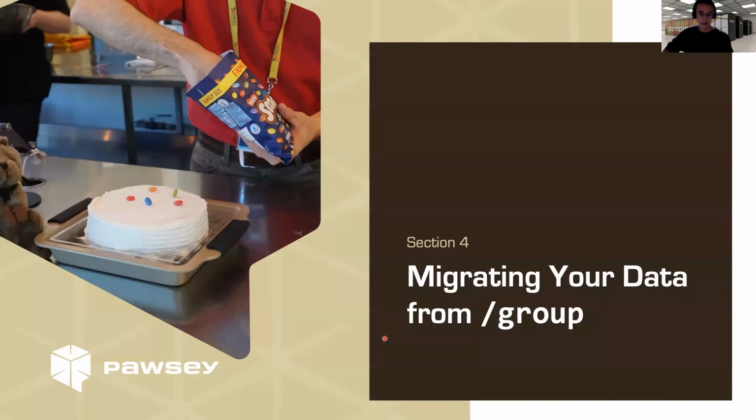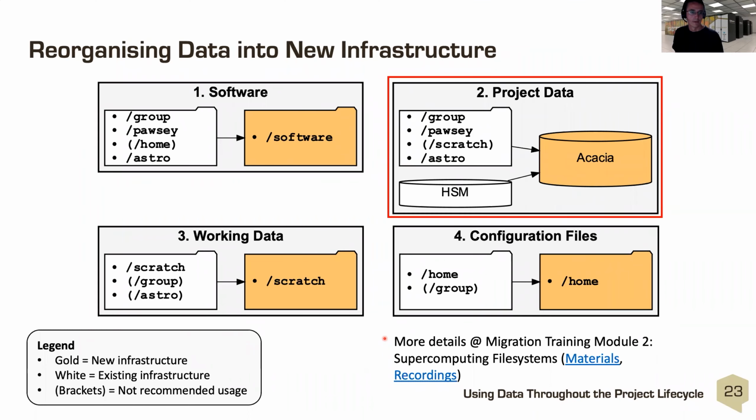Okay. The next section is how to migrate your data from group and into Acacia or the other new file systems. In other modules, you have seen this slide previously, so I will only focus on this top right image. If you have data in any of these file systems in group, Pawsey, even on Scratch or in Astro, that data needs to be moved into Acacia for the new system.